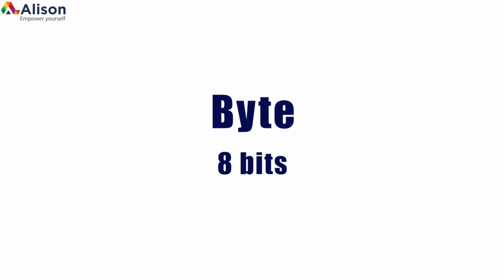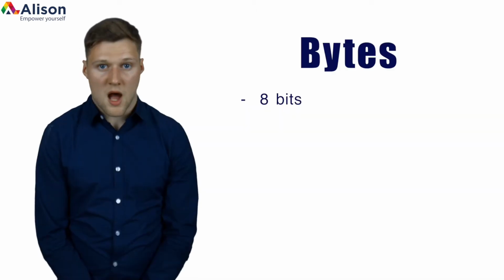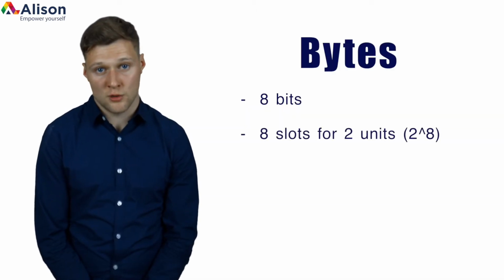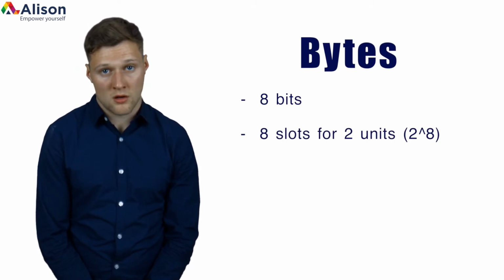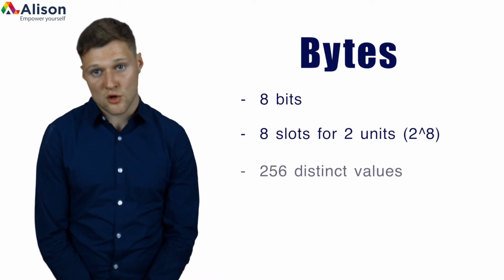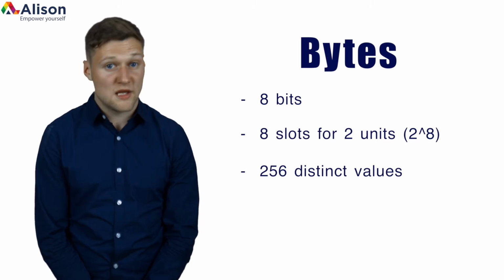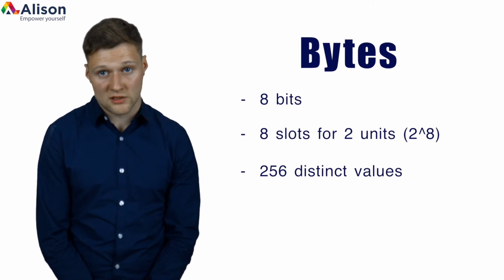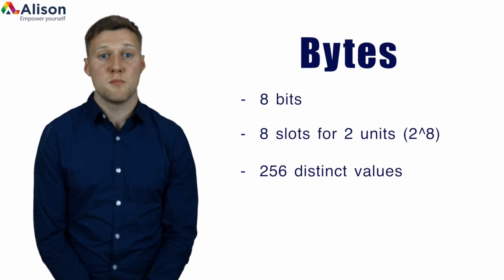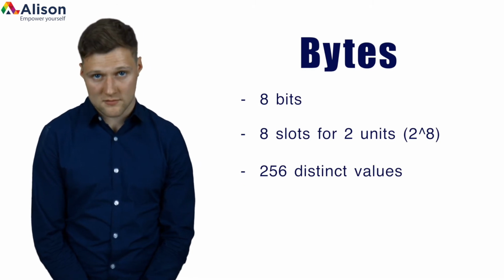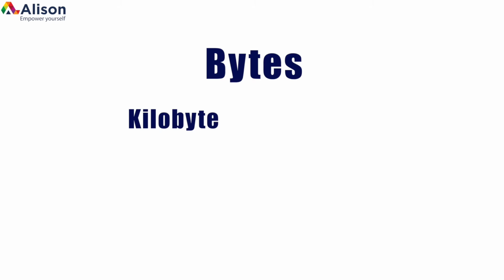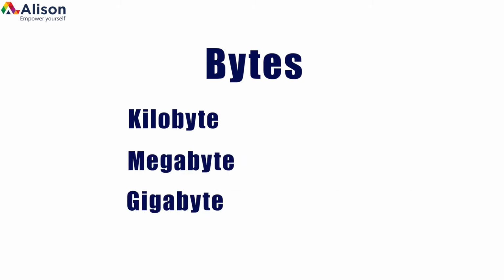A byte then is 8 bits, 8 zeros or 8 ones. A byte has 8 slots for 2 units. So think of 1 byte as 2 to the 8th power, which, when you calculate it, can represent 256 distinct values. Even a text document that contains only 3 characters will need more than 1 byte of data to represent it. That is why we have kilo, mega, and giga to refer to much larger file sizes.